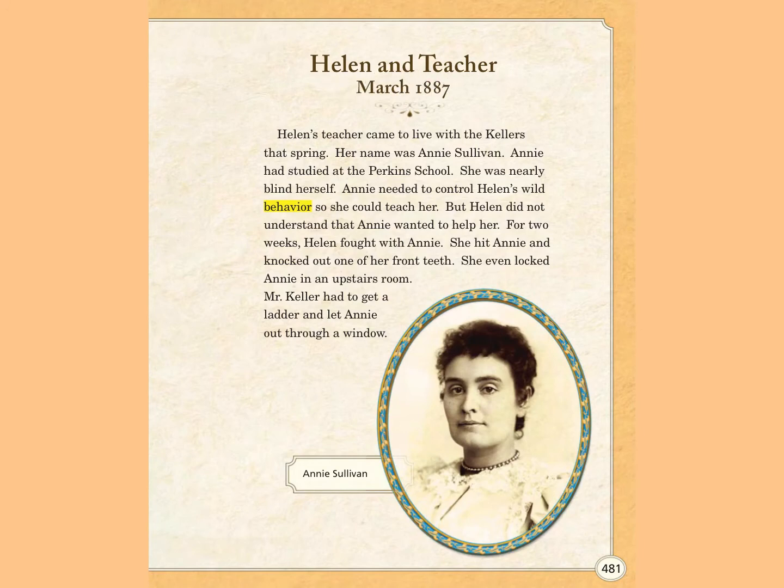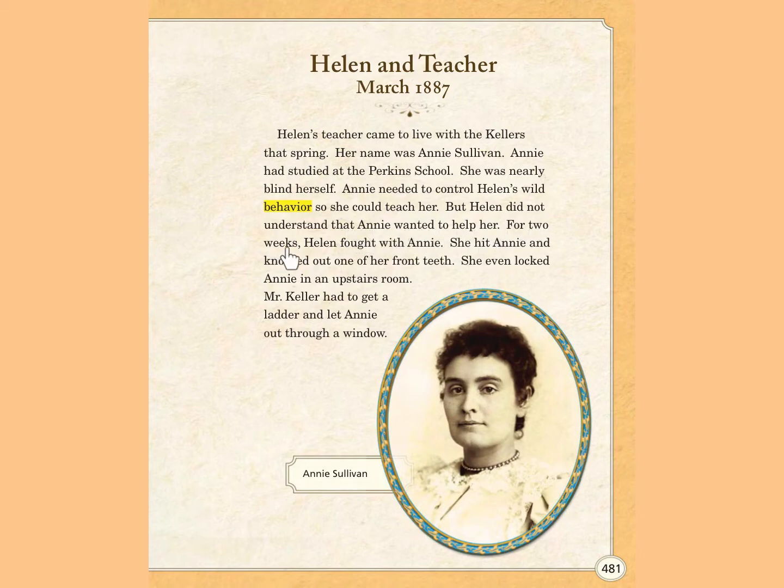Helen and teacher. March 1887. Helen's teacher came to live with the Kellers that spring. Her name was Annie Sullivan. Annie had studied at the Perkins School. She was nearly blind herself. Annie needed to control Helen's wild behavior so she could teach her. But Helen did not understand that Annie wanted to help her.